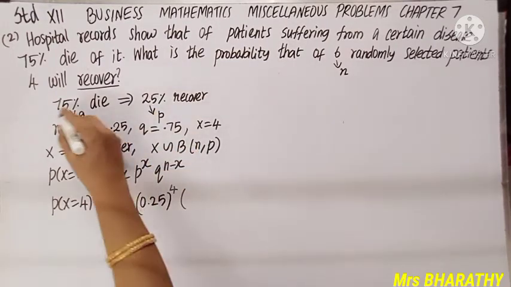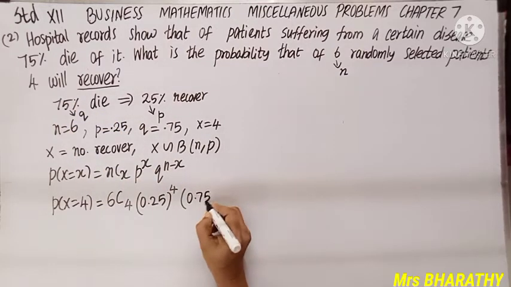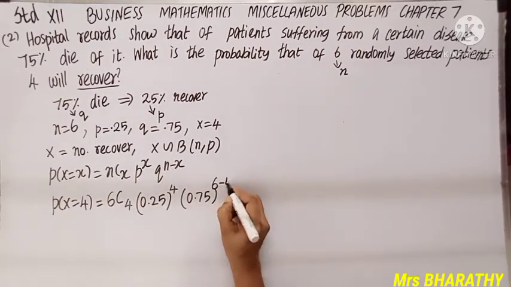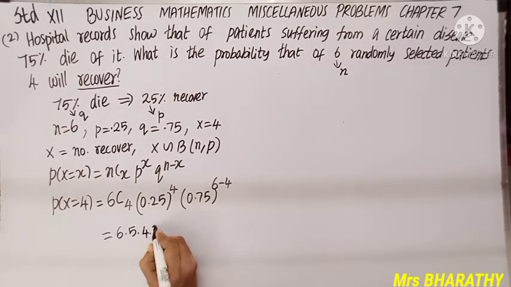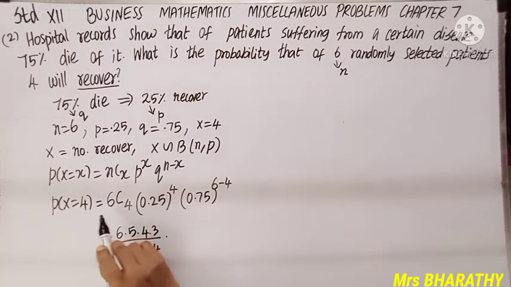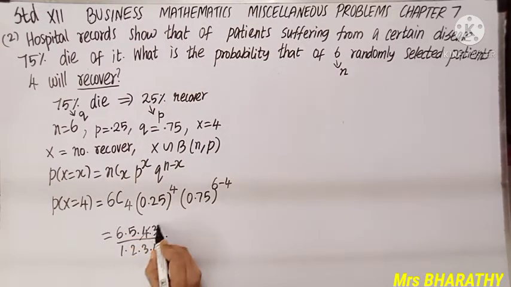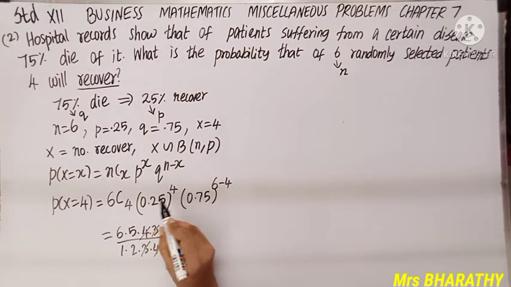Q, 0.75 whole power 6 minus 4. 6C4 means 6 into 5 into 4 into 3 by 1, 2, 3, 4. Or I can say 6C4 is nothing but 6C2. 0.25 power 4, use your calculator.